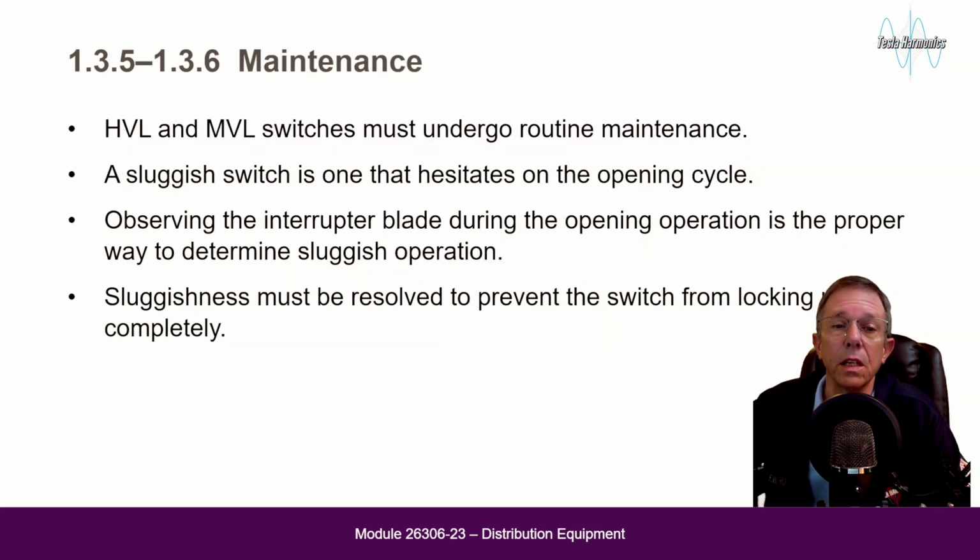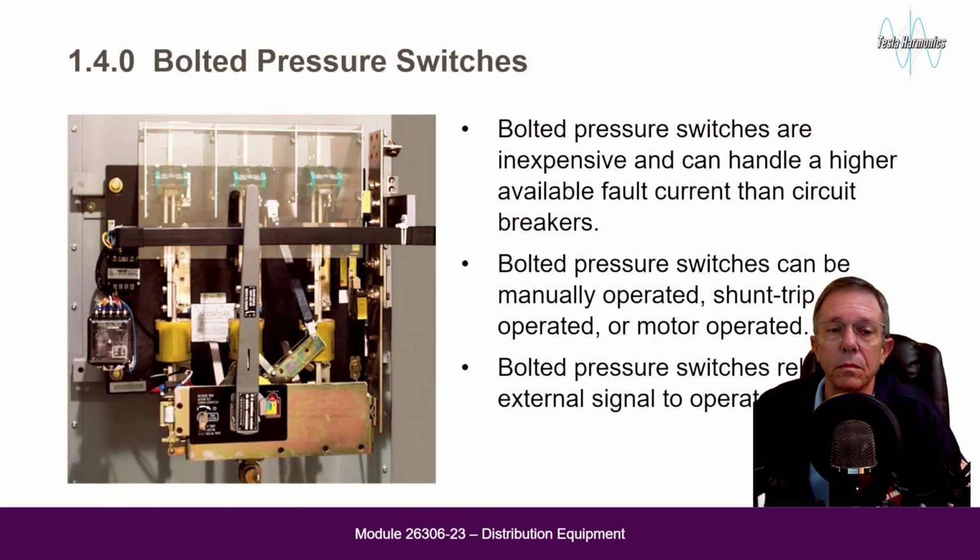Maintenance: HVL and MVL switches must undergo routine maintenance. A sluggish switch is one that hesitates on the opening cycle. Observing the interrupting blade during the operation is the proper way to determine sluggish operation. Sluggish operation must be resolved to prevent the switch from locking up completely.